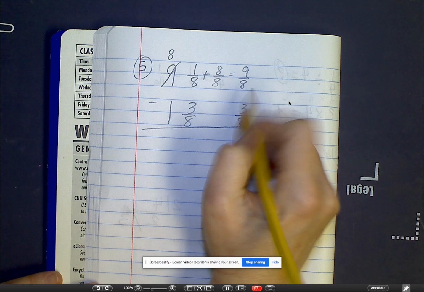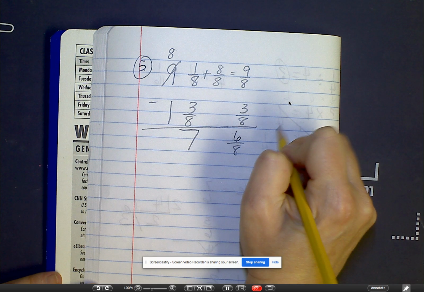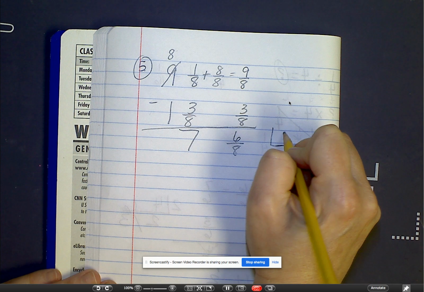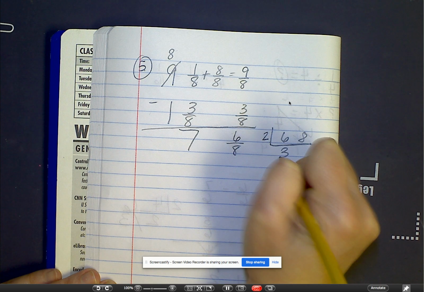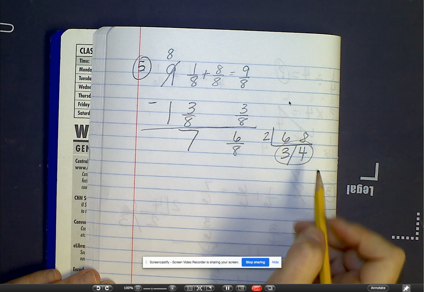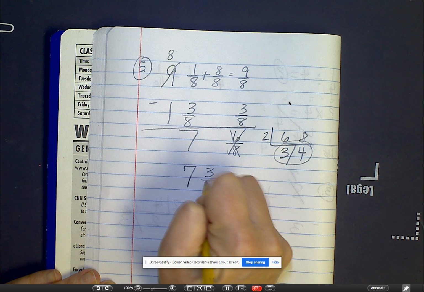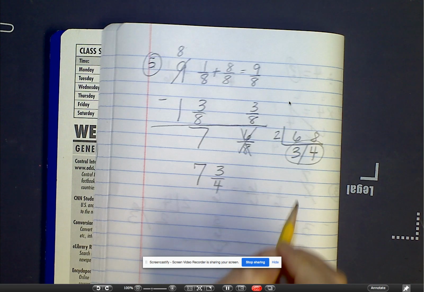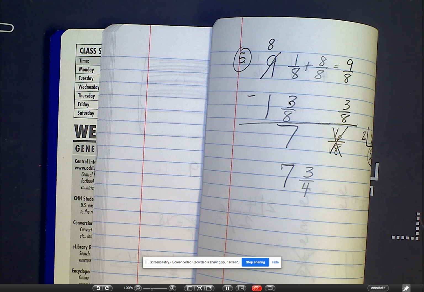So this is going to be 6/8, and then 8 minus 1 is 7. Then we're going to put it in the ladder so we can reduce. 2 goes into 6 3 times. 2 goes into 8 4 times. Those are right next to each other on the number line, so you know you're finished. So the answer to this one is 7 3/4. So number 5 is 7 3/4.